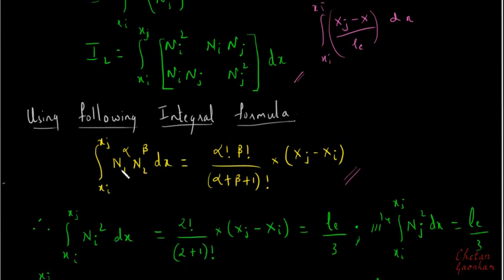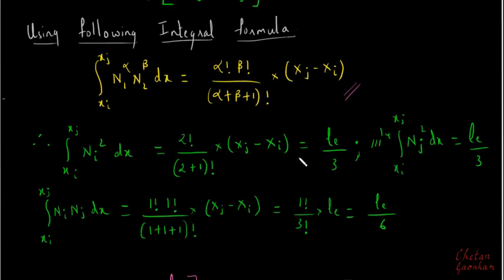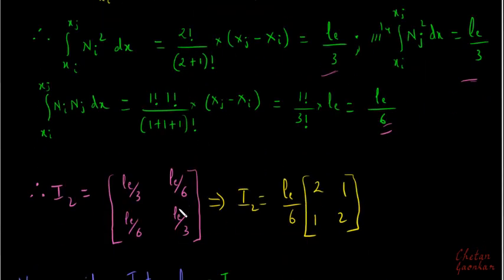So finally, if I use this Ni square, I will get this term as le by 3. Similarly this term will also be le by 3, and this term and this term will be le by 6. Please watch my last video to understand the steps in detail. So finally when I substitute these terms here, I will get this I2 as this.